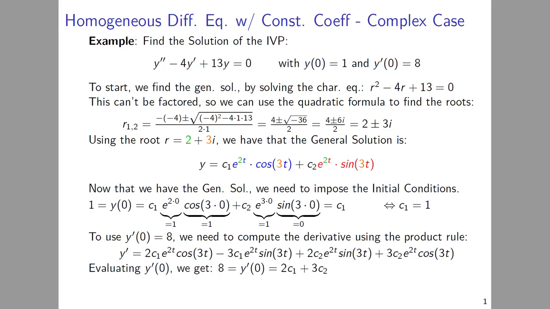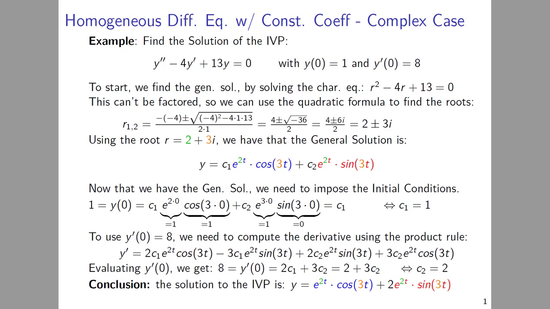Evaluating y' at 0, we get that 8 equals y'(0), which is 2c1 + 3c2. And using that c1 is 1, this reduces to 2 + 3c2, which gives c2 = 2. Using these values of c1 and c2 in our general solution, we can conclude that the solution to the initial value problem is y = 1 times e^(2t) cos 3t + 2 times e^(2t) sin 3t.